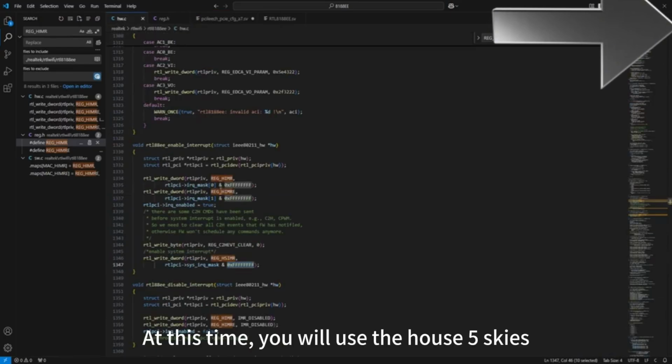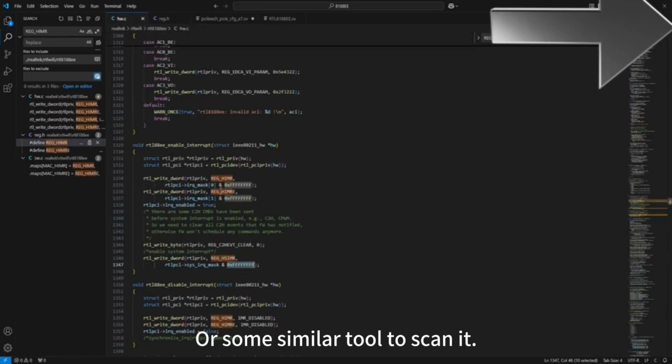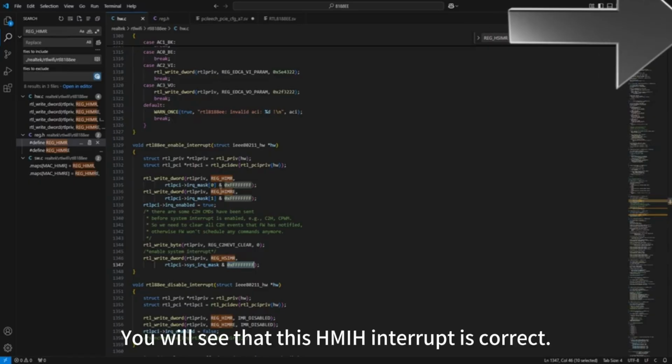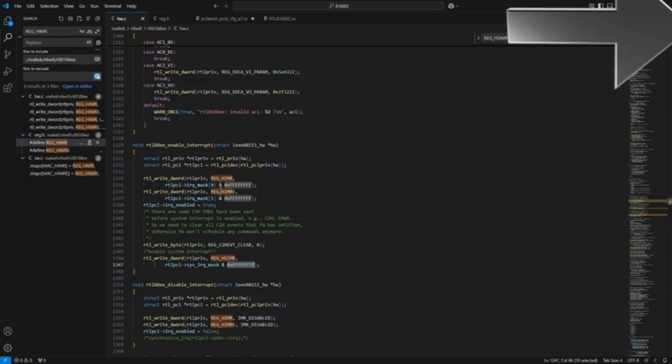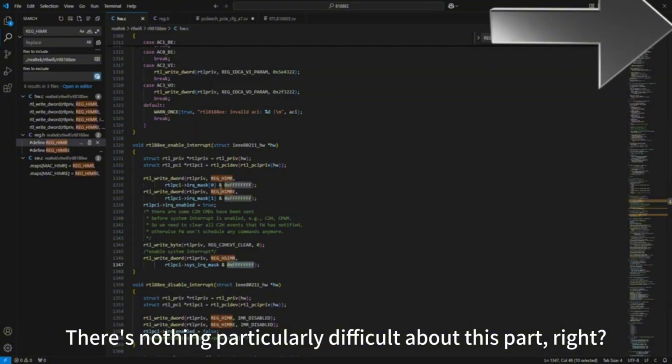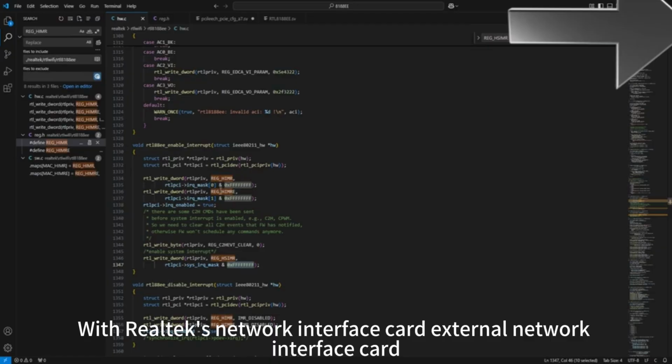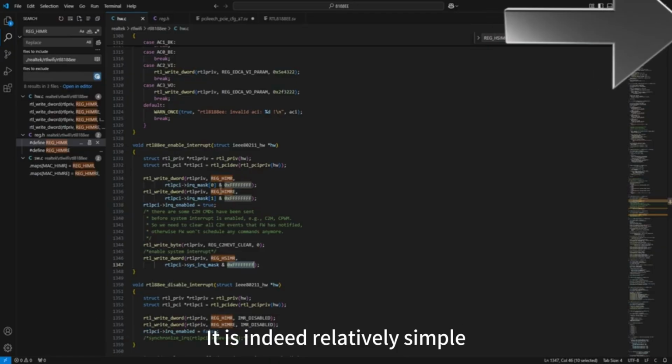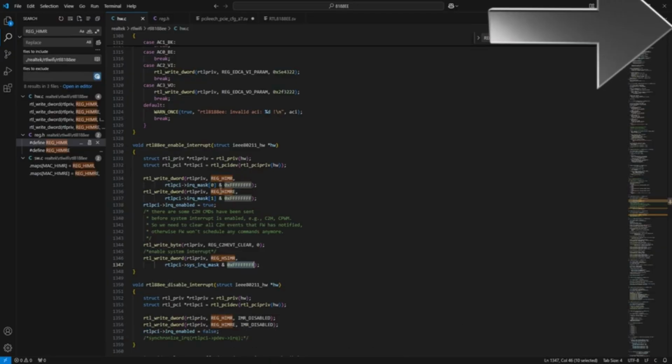At this time, you will use the House 5 Skies or some similar tool to scan it. You will see that this HEME interrupt is correct. Well, language technology. Okay. There's nothing particularly difficult about this part, right? With Realtek's network interface card, external network interface card, it is indeed relatively simple.